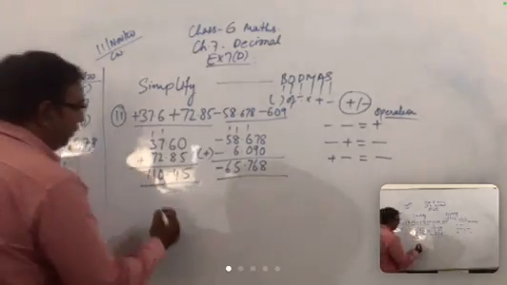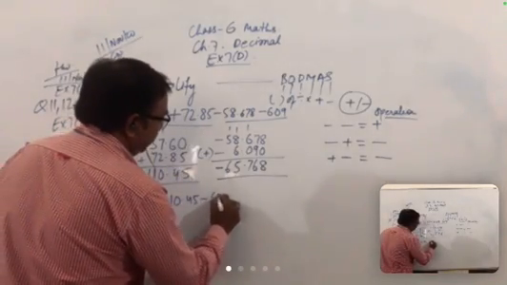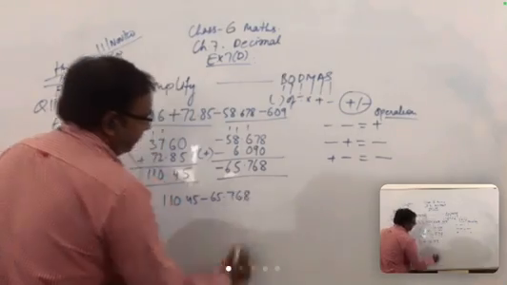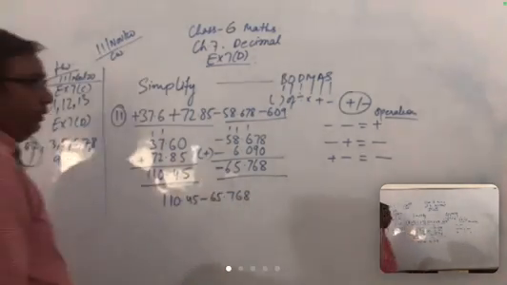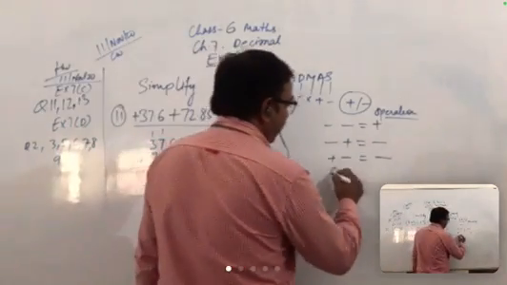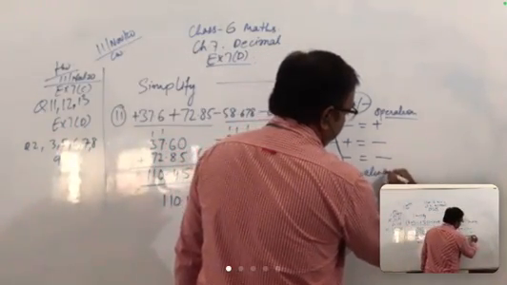So we have to write again: 110.45 minus 65.768. And you know that we have to carry a sign. For the sign, we always carry the bigger number's sign.